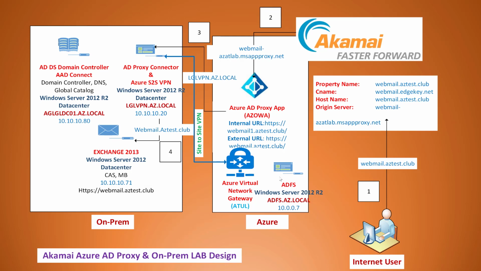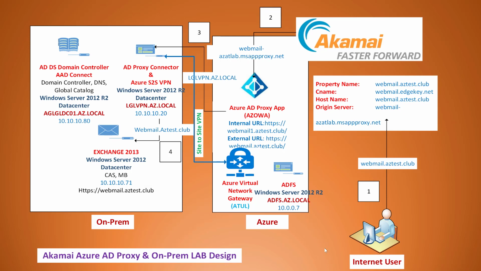And I'm running Active Directory Federation Services in Azure on this 2012 R2 server to provide the single sign-on capabilities, right? And as far as Akamai is concerned, the Akamai property is configured with webmail.aztest.club. Its CNAME is pointing to webmail.hkey.net, the host name is obviously webmail.aztest.club, and the origin server it will be talking to is the Azure AD App Proxy, right?